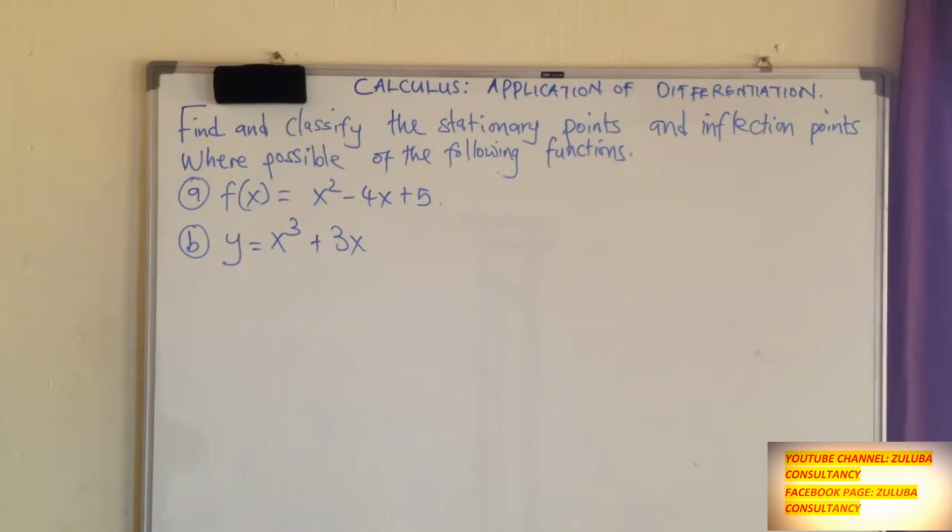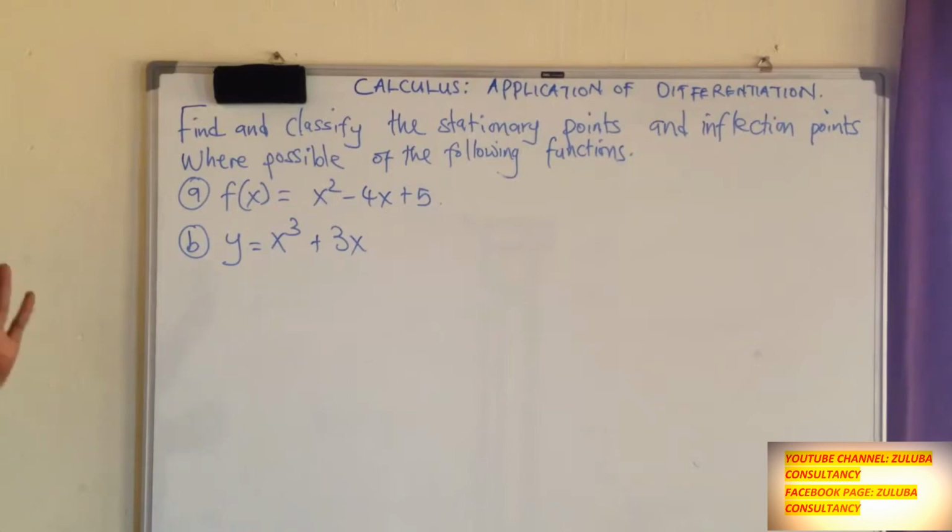When you are taught to find stationary points, the first thing you have to know is that stationary points happen where the derivative or the gradient function is equal to 0. When the gradient is equal to 0, that's when we have what we call stationary points or inflection points. Sometimes they can be called critical points.